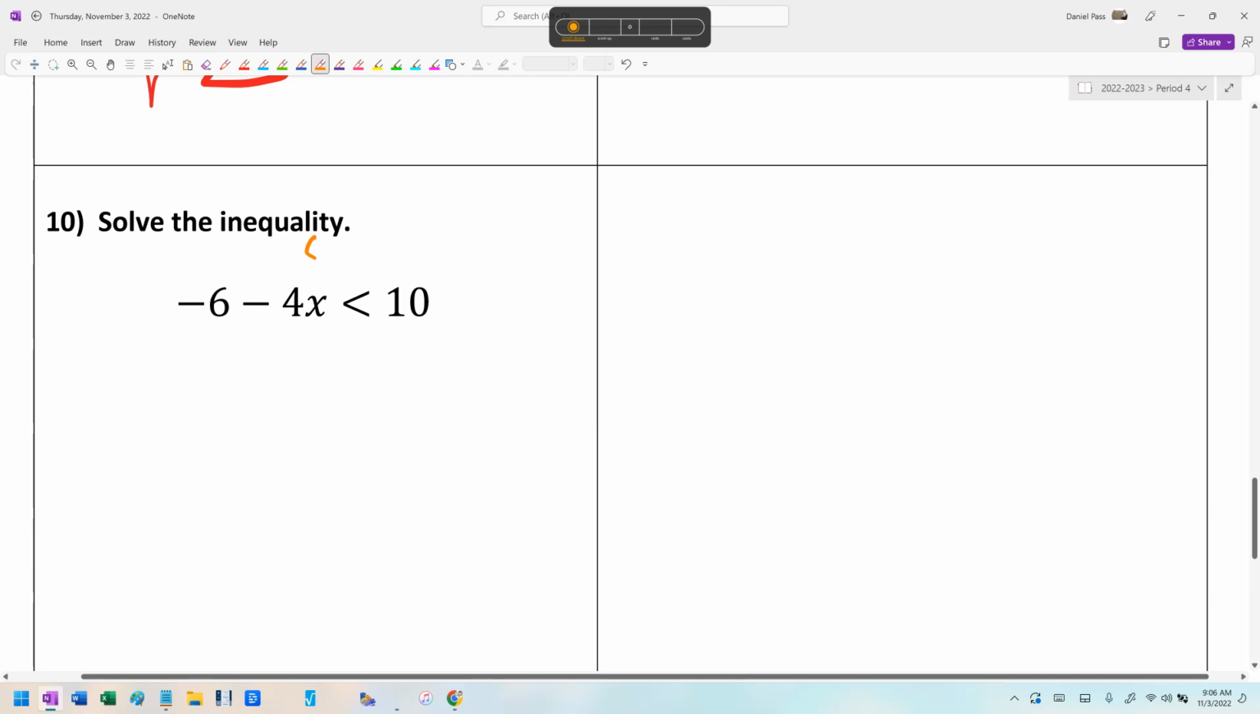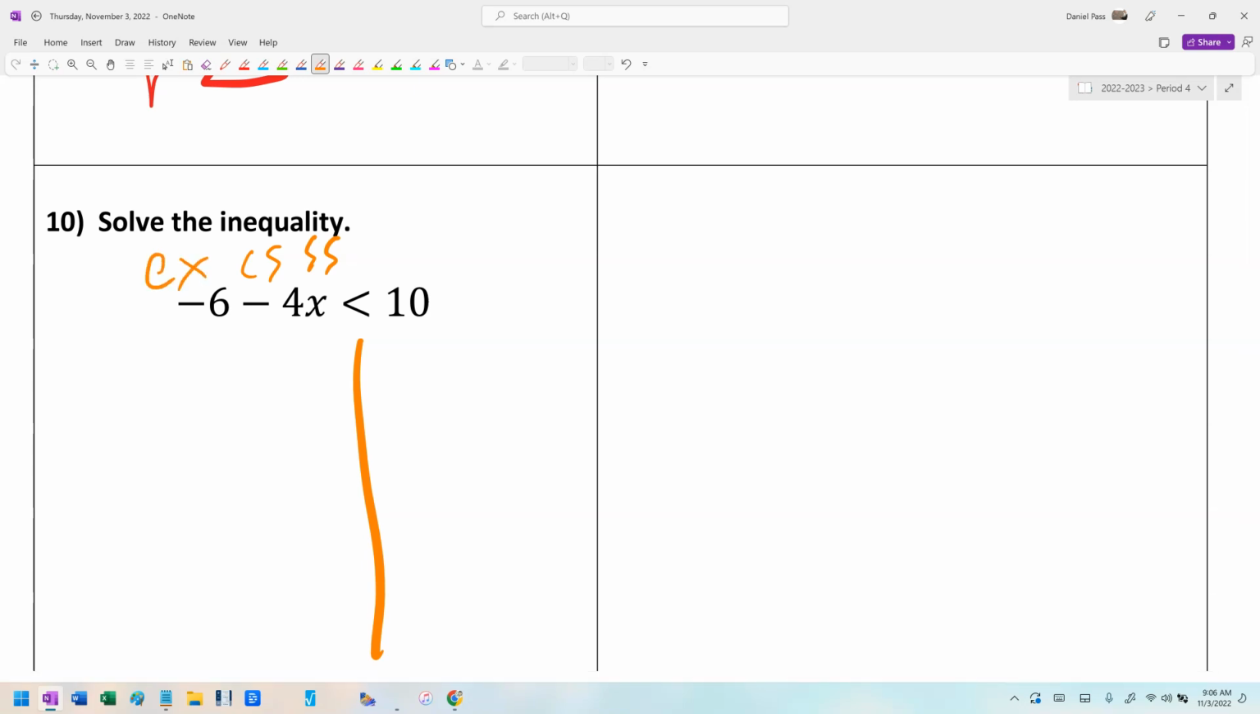Superstar is X. Co-star is negative 4. Extra is negative 6. You get rid of the negative 6 with positive 6, on both sides. Now, by the way, the first thing I'm going to notice is that this 4 is negative. What does that mean, Kala?